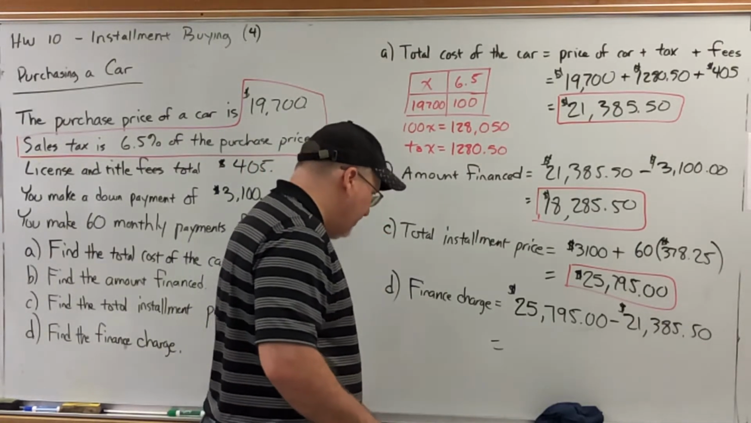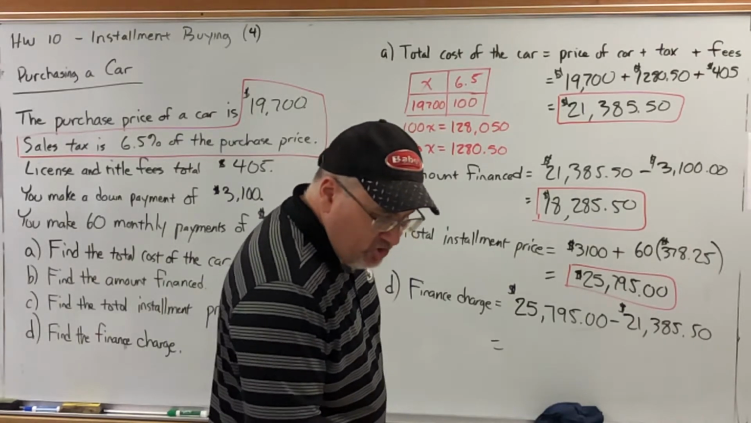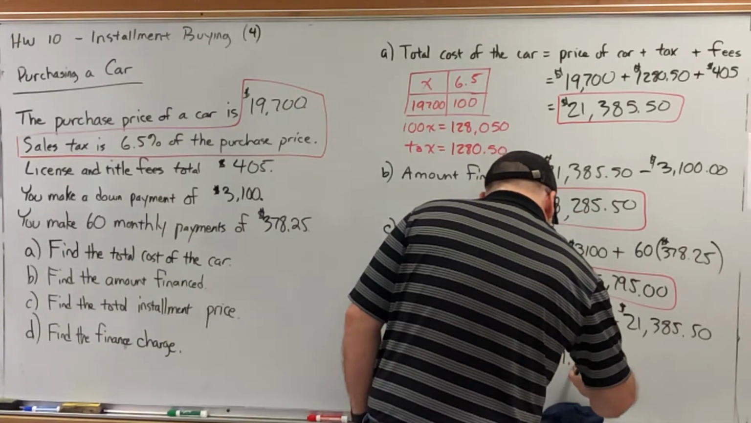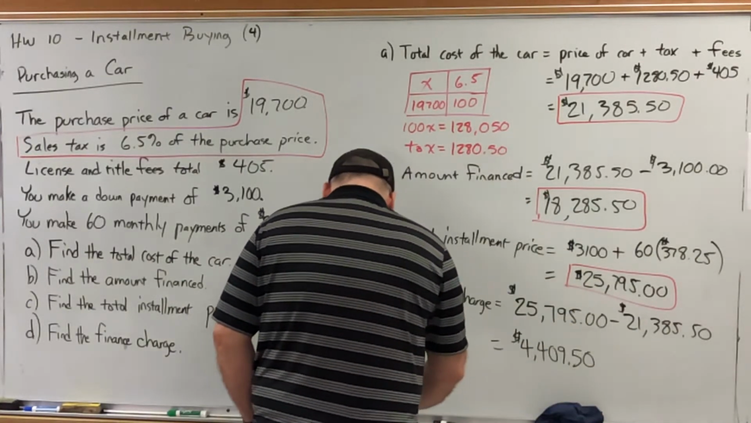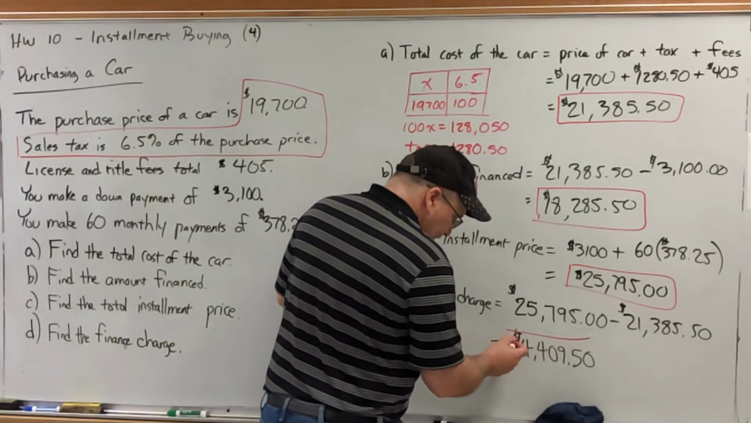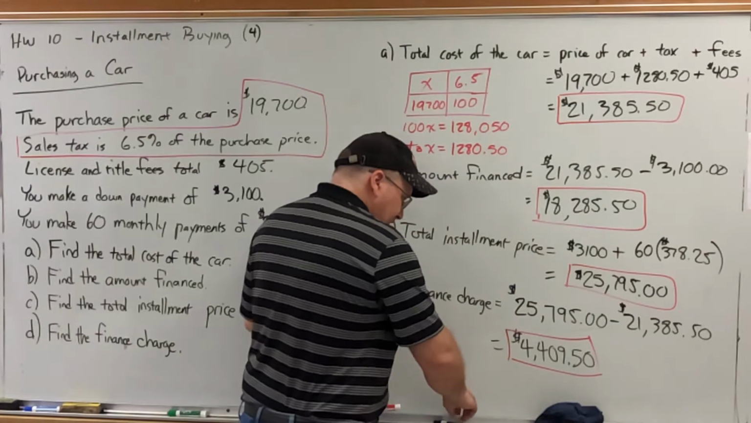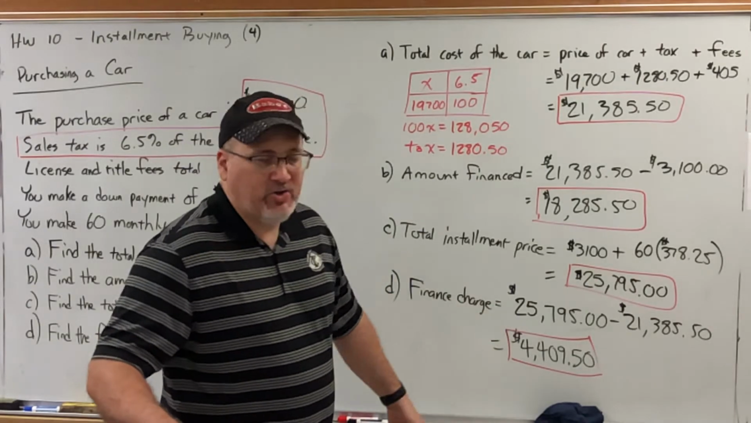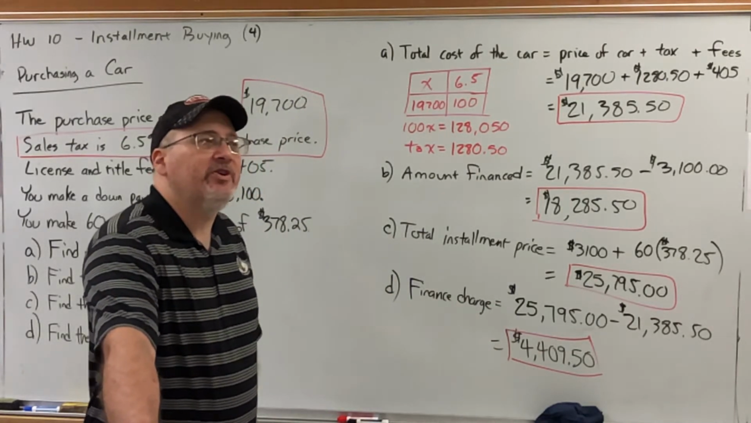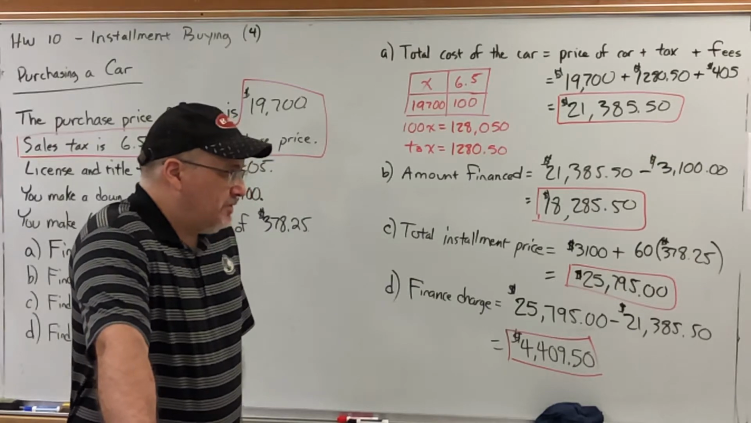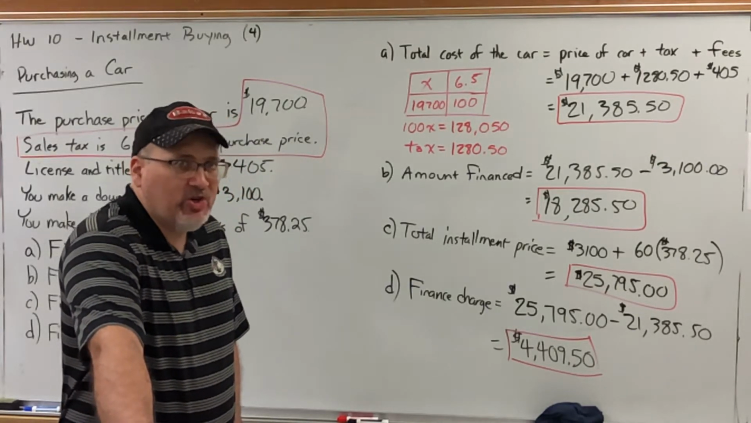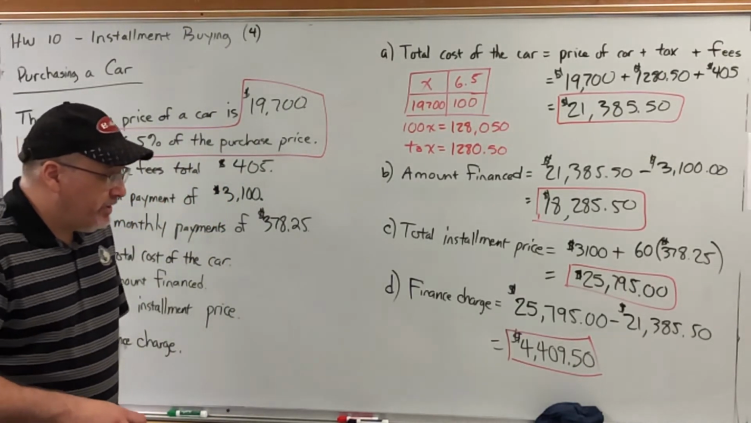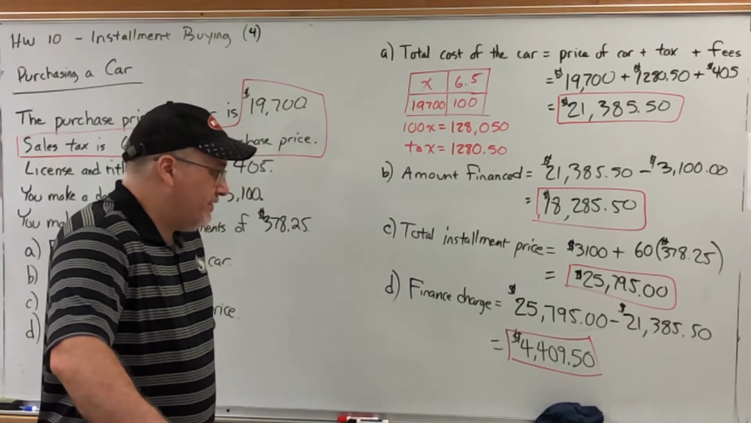Okay, if I pushed all the buttons correctly, the finance charge is $4,409.50. And who gets that finance charge? The bank that's loaning you the money. They'll help you buy this car. It will cost you an extra $4,409.50. But that's the price you pay for taking possession of the car now, even though it takes you 5 years to pay for it. It's a trade-off most people agree to, sometimes out of necessity.